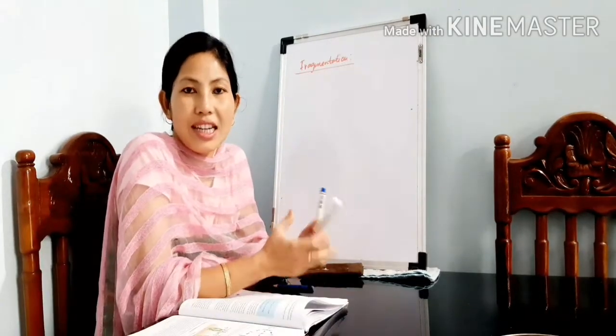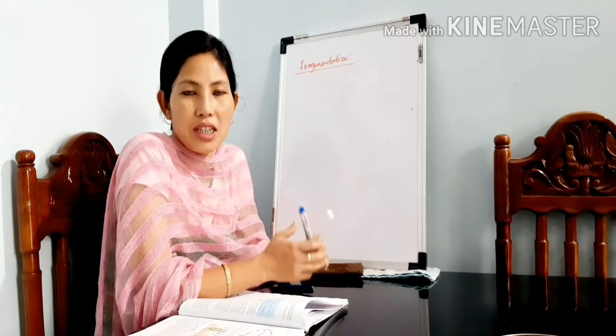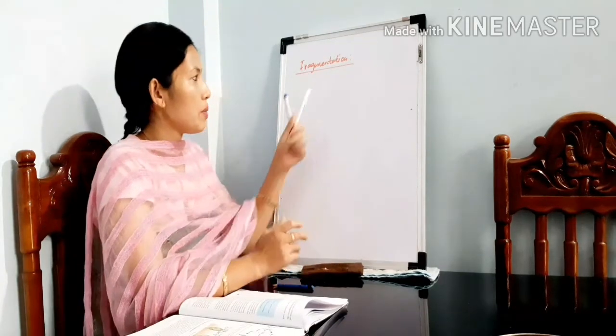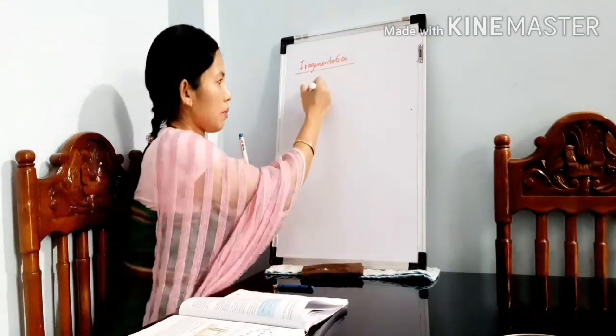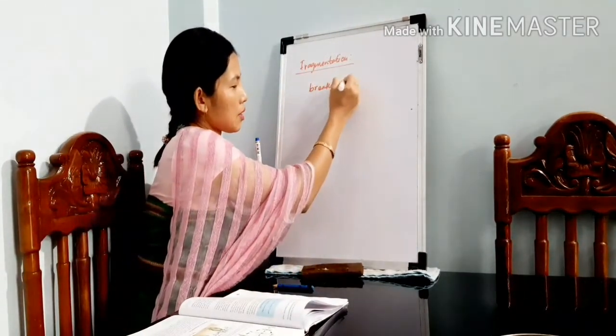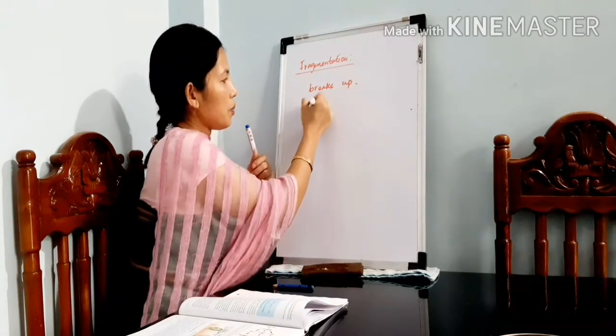Now the next type of asexual mode of reproduction is fragmentation. From the name itself you can understand that it breaks up into parts, right? It breaks up into pieces.